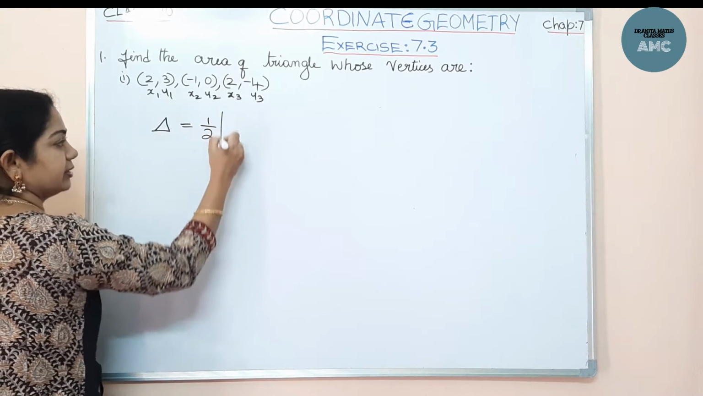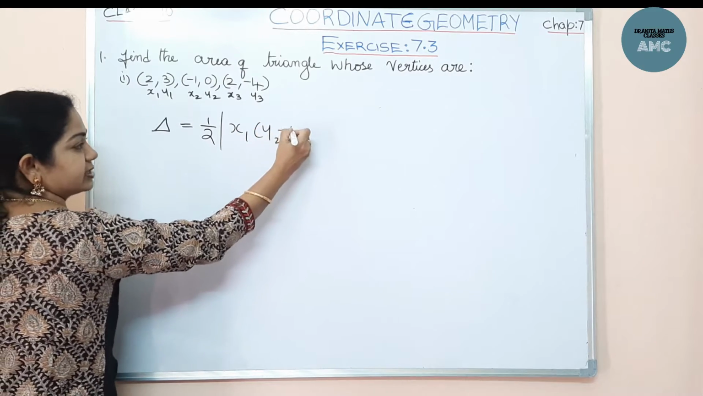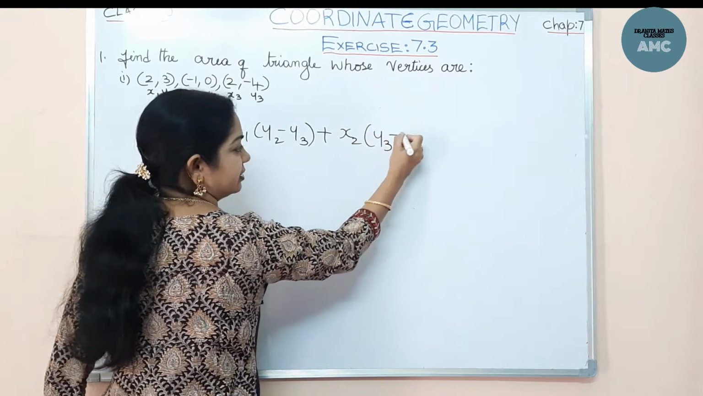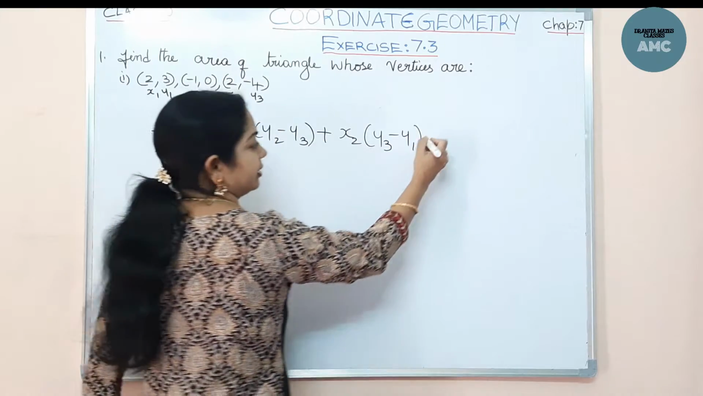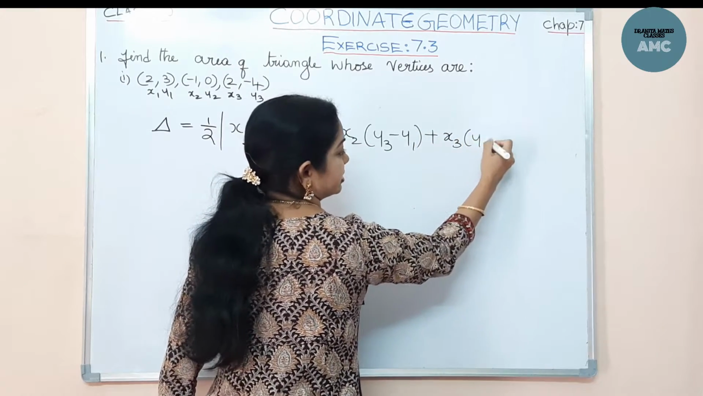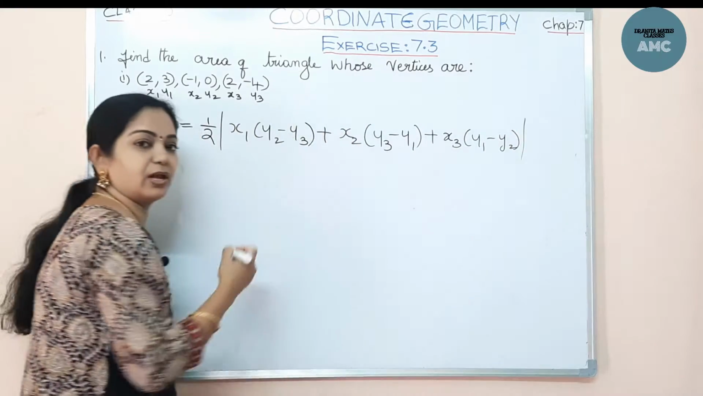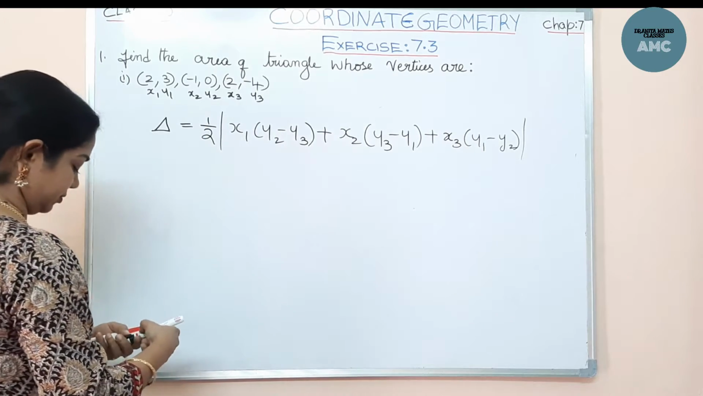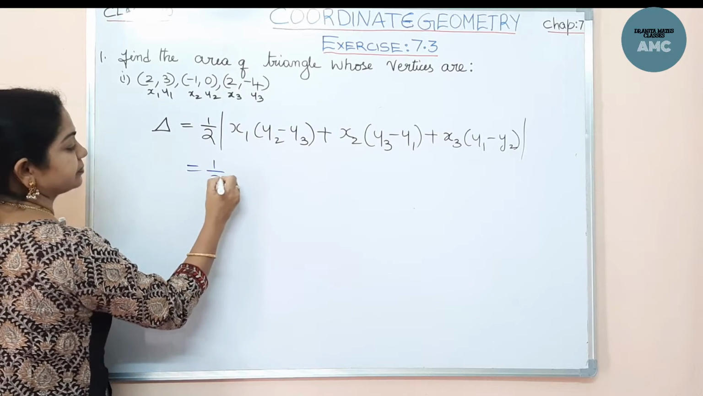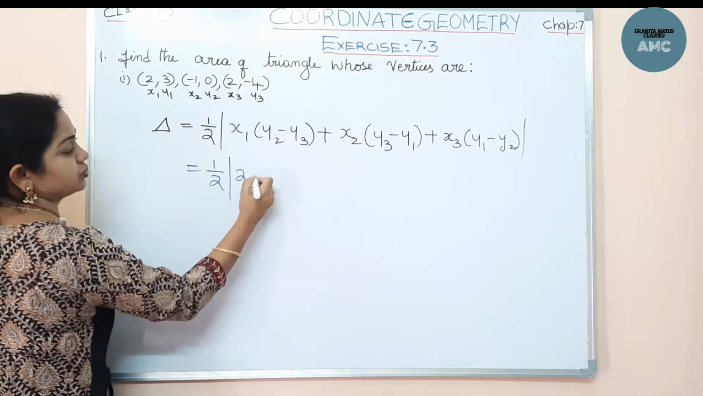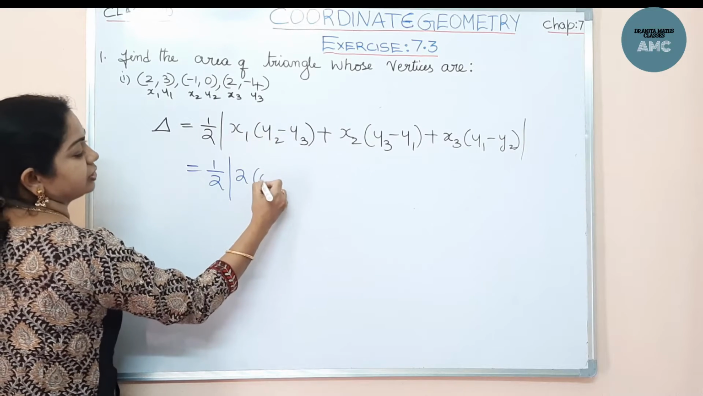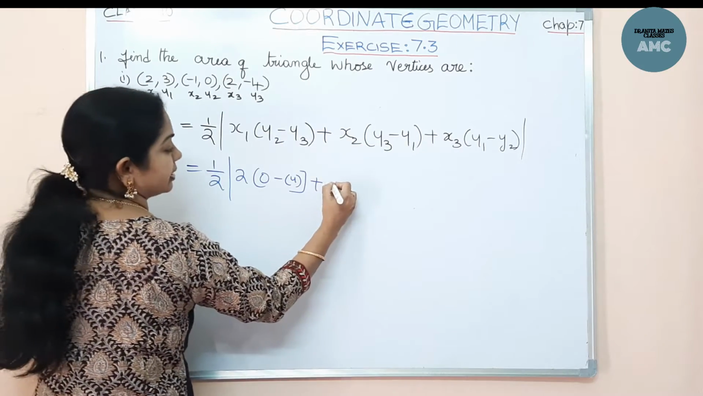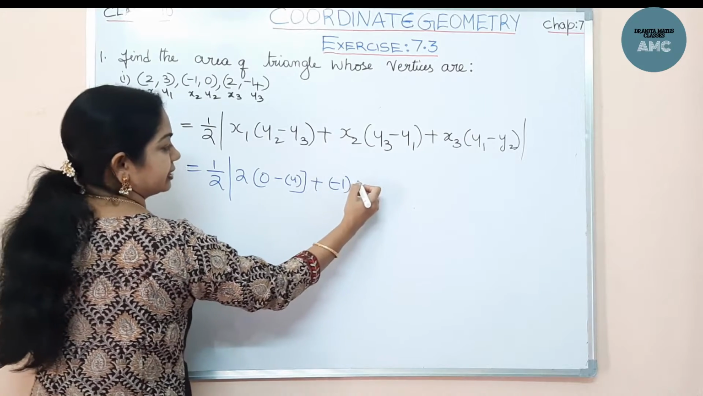Now the formula, area of a triangle is half mod x1 into y2 minus y3 plus x2, after 2 immediately write 3, y3 minus y1, after 3 comes 1, okay, plus x3 into y1 minus y2. Right, this is the formula of the triangle. Now we will substitute all the values of x1 y1 and all the 3 values right here. Half mod, what is the x1 value? 2, y2 minus y3, here 0 minus of minus 4, right, plus x2 value is minus 1. So since here plus, I am keeping it in bracket.